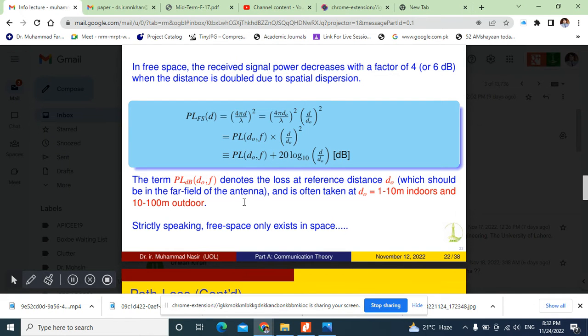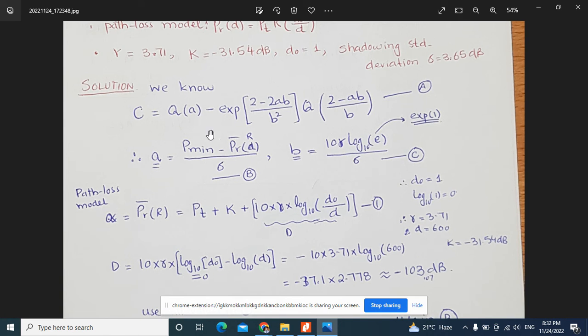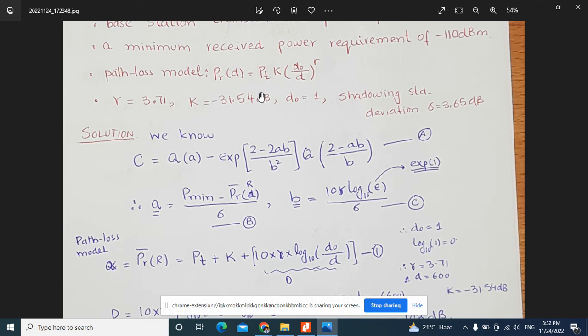So this path loss model equation is something else, and this path loss model equation is something else. But for this particular example, the path loss model is given in this format: Pt plus K plus 10 gamma log 10 d naught upon d. So the path loss model is that one.